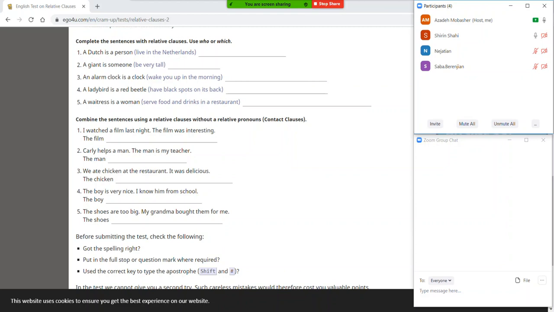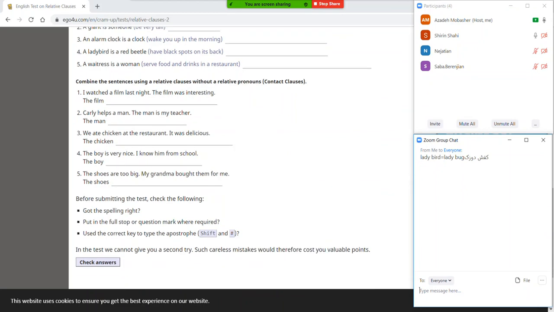Okay, what's a ladybird in Persian? Kafsh duzak. Okay. We call it ladybird or ladybug. They say both. Okay, go on. A waitress is a woman who serves the food and drinks in a restaurant. Yes. Now the next part.